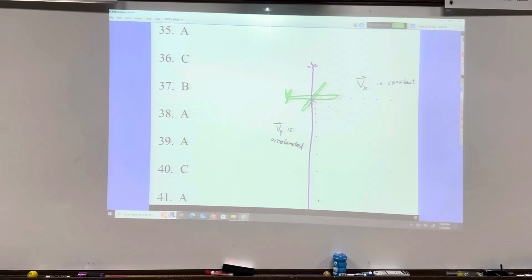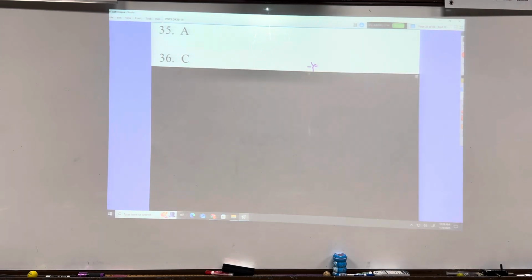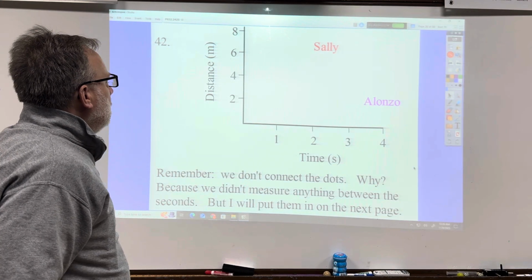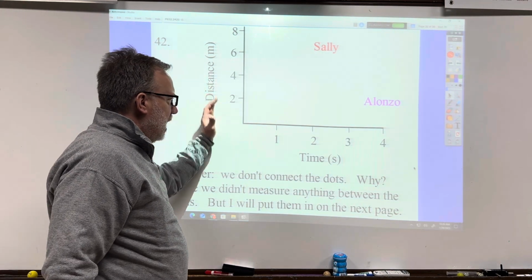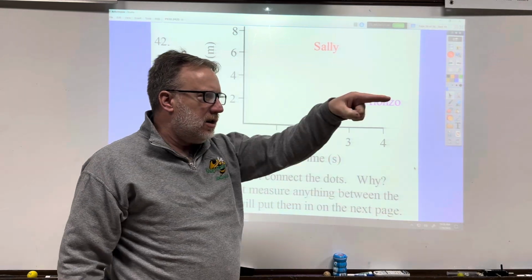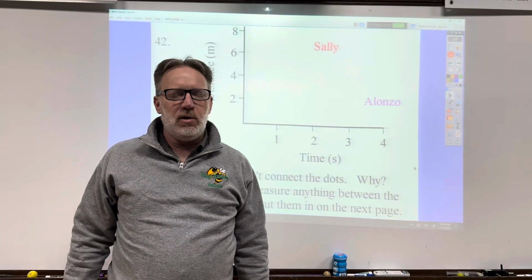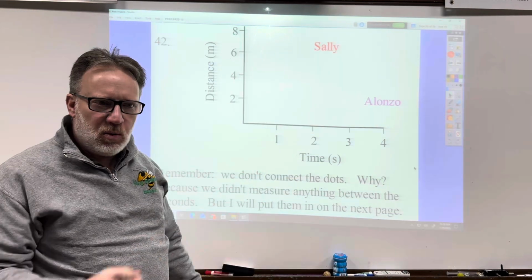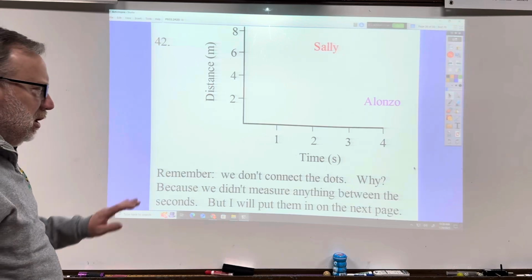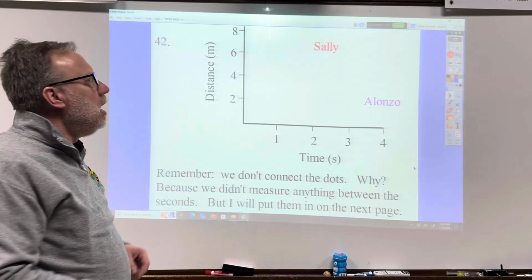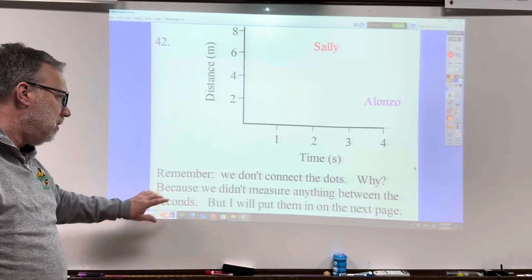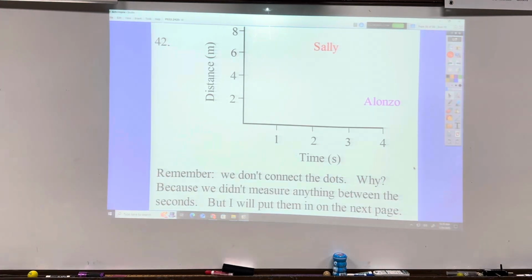The next one, number 42, I want to take a look at. What you should have had, if you plot this, put distance on this side, time on this side. I didn't look to see what the results are, but I know how students are graphing. They're probably sketchy, so you need to improve this, so you should be working on this right now. We're going to put dots in here. We don't connect the dots because we didn't measure anything between the dots. We don't know for sure what's going on with that. But I'm going to put the dots on the next page.